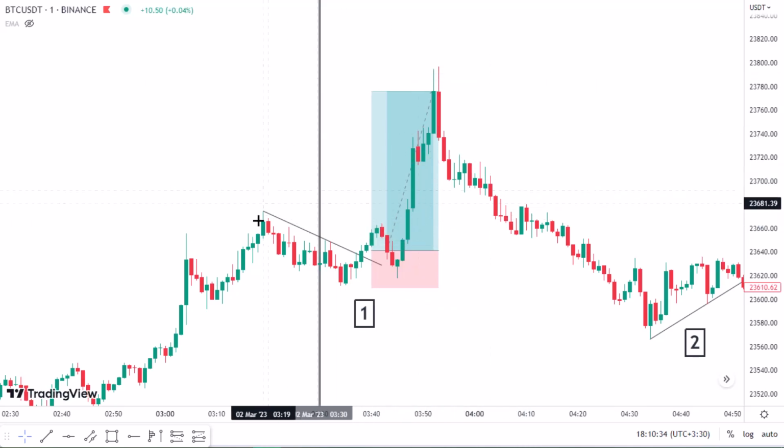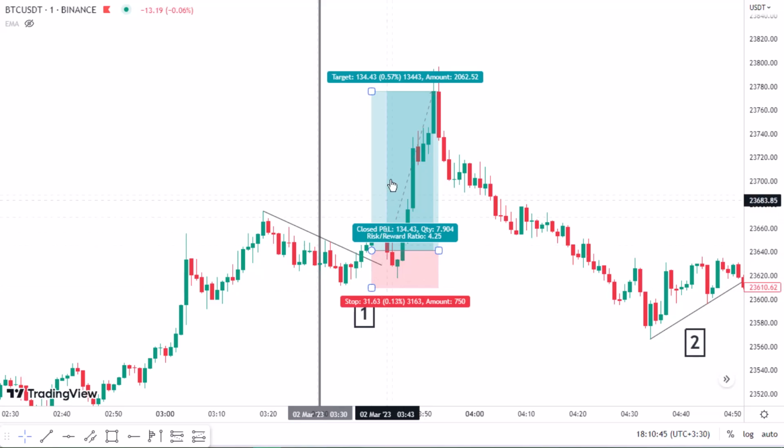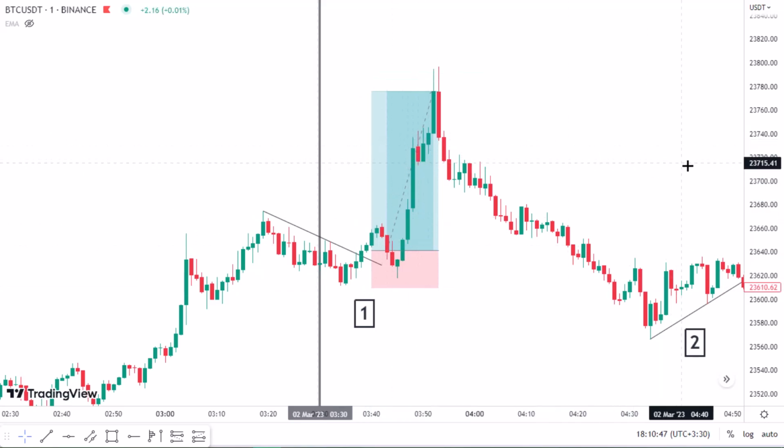Here we are on the Bitcoin chart 1 minute time frame, and we're gonna see the positions one by one. As you can see here, we have a trend line with 2 touches, 1 touch, 2 touches, 3 touches. On the first time it breaks it here, we enter the buy position, put our stop loss somewhere safe, and it gives us a reward of 4.2.